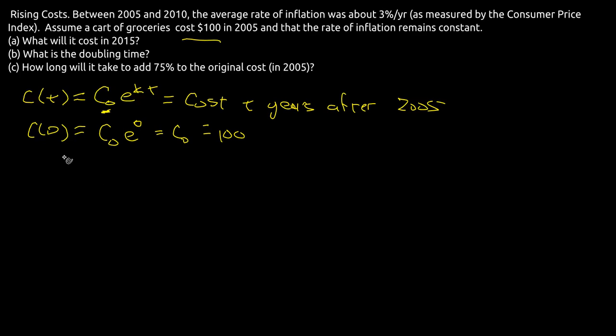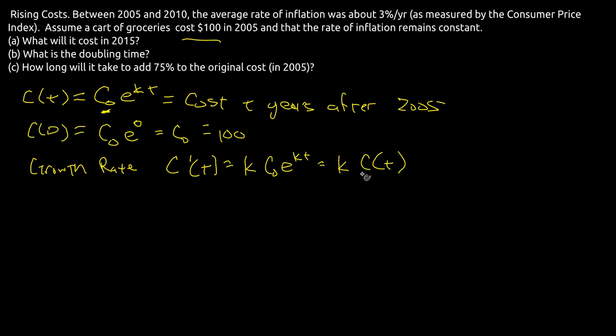Now, the interesting thing about exponential functions is that their growth rate, which is found by taking the derivative using the chain rule, we get k times c0 e to the kt, and this is the same as k times c of t, the cost function. So the growth rate is proportional to the current cost. C prime equals k times c.